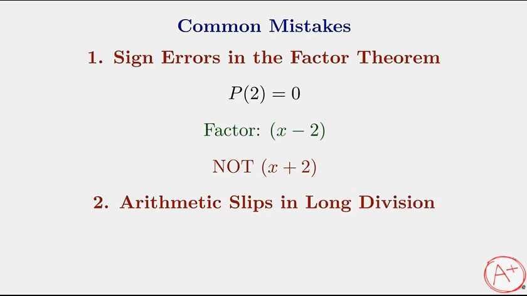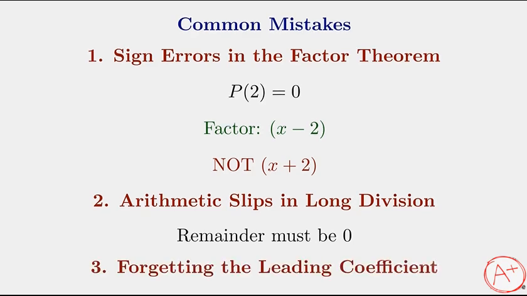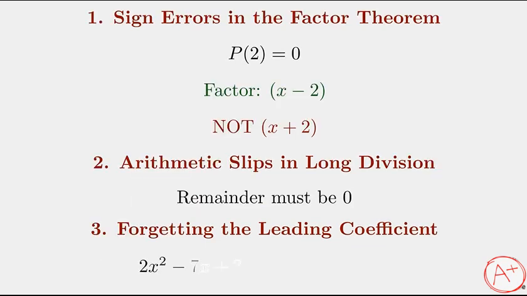Algebraic division is where many marks are dropped. If your remainder is not 0 after dividing by a confirmed factor, you have made a calculation error. Stop and recheck your subtractions immediately. When factorizing quadratics like 2x squared minus 7x plus 3, many students forget the 2 and write x minus 1 times x minus 3. Always ensure your factors multiply back to give the correct leading term of the quadratic.